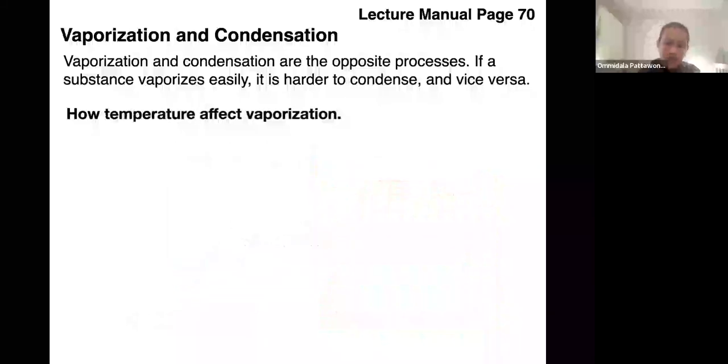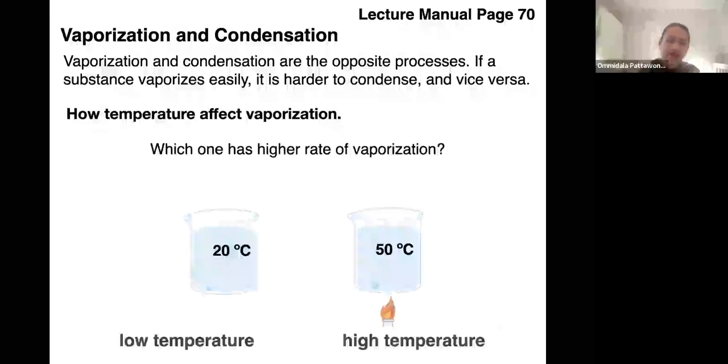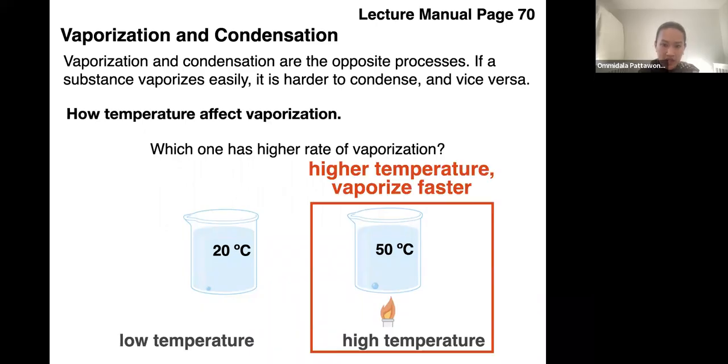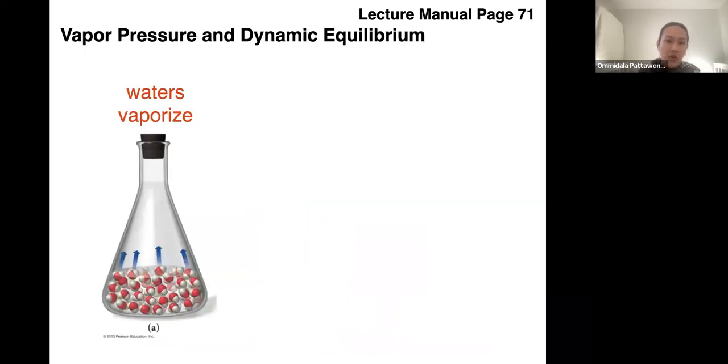The temperature also has an effect on vaporization. If you have a liquid at a high temperature, it's going to vaporize faster than at a low temperature. So the speed of vaporization depends on the temperature. As the temperature increases, you are increasing the thermal energy of the molecules, so the molecules move faster and are also able to overcome the IMF. Therefore, it's going to vaporize faster than at a low temperature. Okay, because when we talk about vaporization, we're looking at the change of state from liquid to gas.